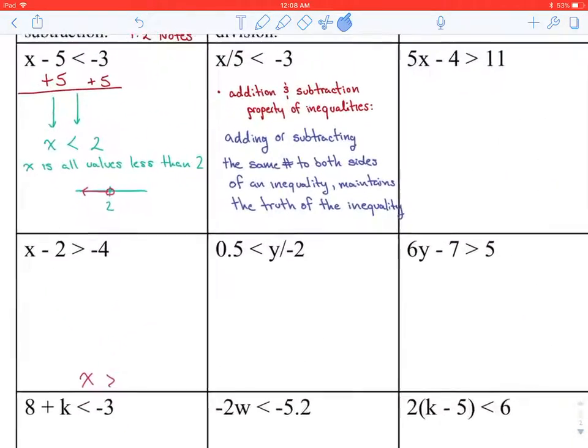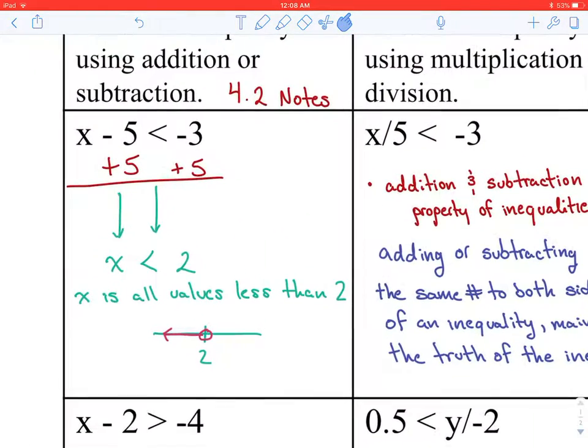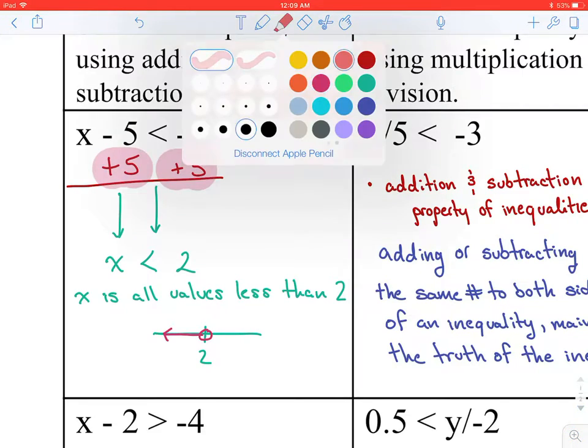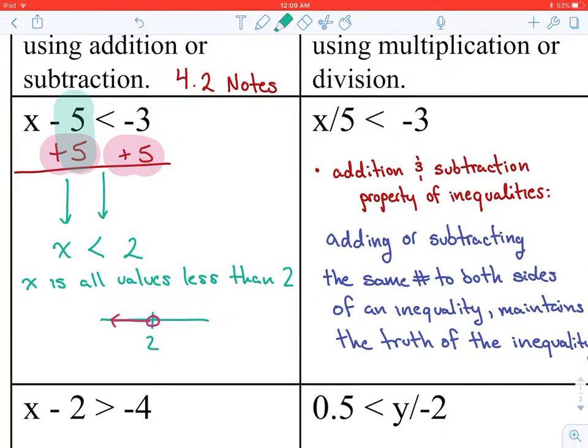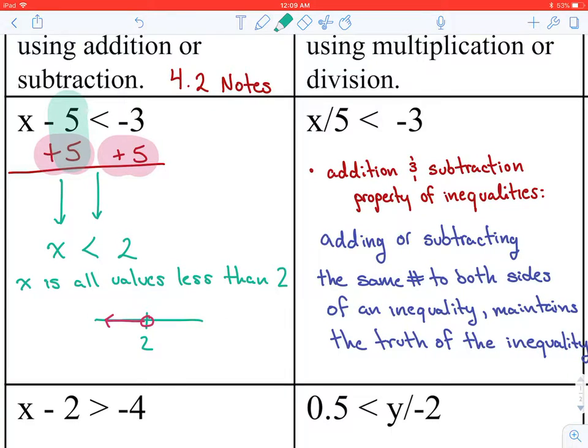Just as a reminder, anytime you're doing the inverse operation for addition or subtraction, you should always end up with opposites on top of one another. So here we have -5 and +5. And then that same number that you use on the left side, you're also going to need to use on the right side, because whatever you do to one side of the inequality, you need to do the same thing to the other side of the inequality.